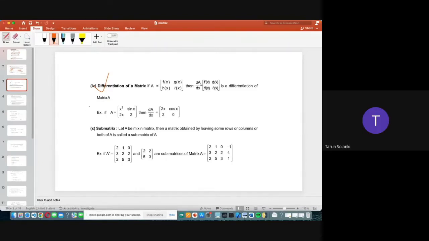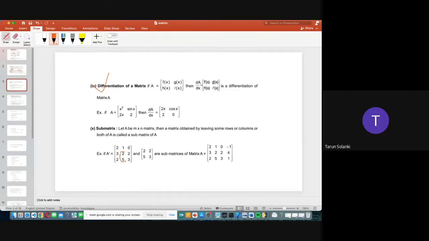Okay, so till ninth we are covered. Two more are there. Next is the submatrix. Let A be an m into n matrix. Then a matrix obtained by leaving some rows or columns or both of A is called a submatrix of A. Given A is 2 1 0, 3 2 2, and 2 5 3, and the second is 2 2 5 3. So the submatrices of matrix A will be 2 1 0 and 2 -1, then 3 2 2 4, then 2 5 3 1. Okay, so these are submatrices of matrix A, because we have just pulled out parts of this matrix.